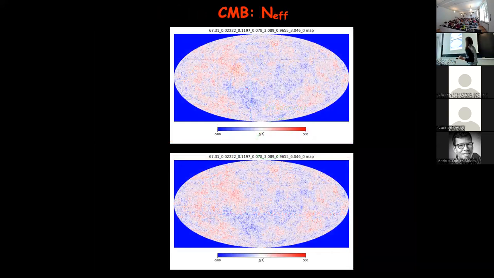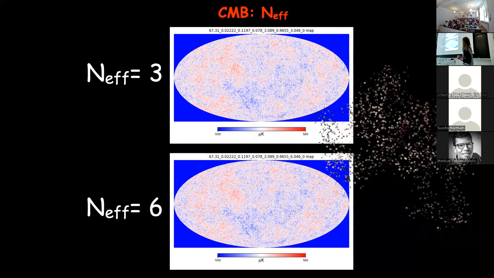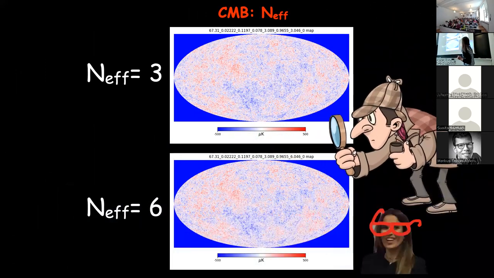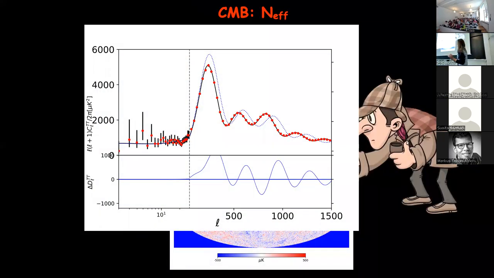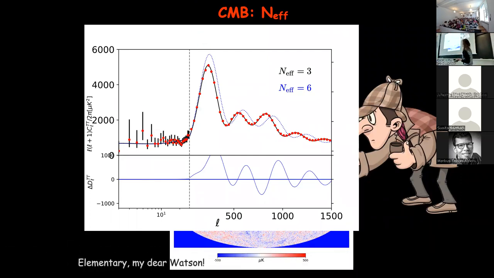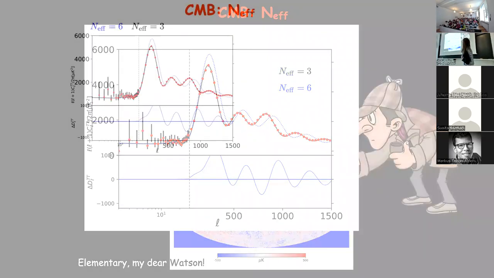Here I show you two maps, one for 3 neutrinos and another one for 6. So do you see any differences? I don't know. No way. However, if I do it like this, now you will tell me, of course, that the CMB can measure this, because the differences are very, very large and much larger than the error bars, okay? So it's an elementary question.